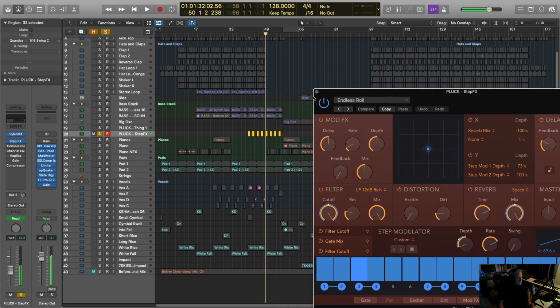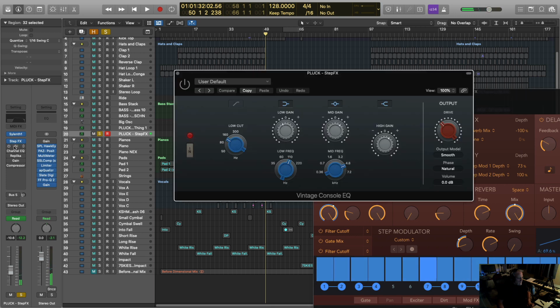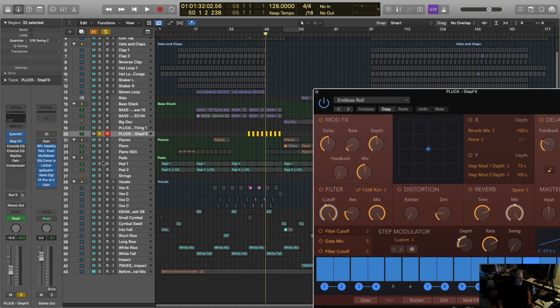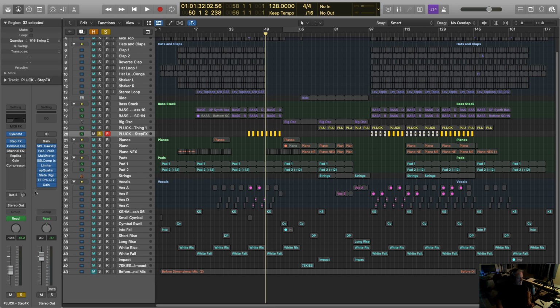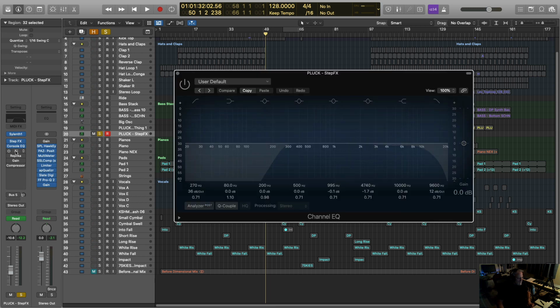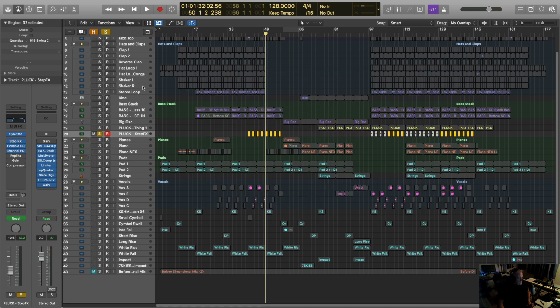All right, so you got the idea there. Then I got a little console EQ, which is the Neve emulation. Got a boost here at about 5K and a little bit on the high band too. And then let's turn that on. Then I got a channel EQ doing a little bit of reductive.